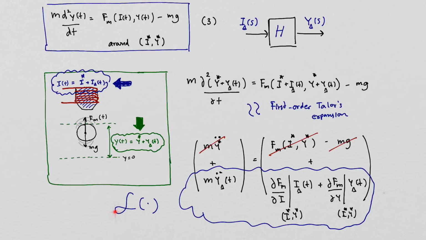We can take the Laplace transform of this to go to the S domain. This is indeed the linear approximation of the dynamics that we want to design our controller for. Hope that this gives enough hint for you to proceed with the lab assignment.